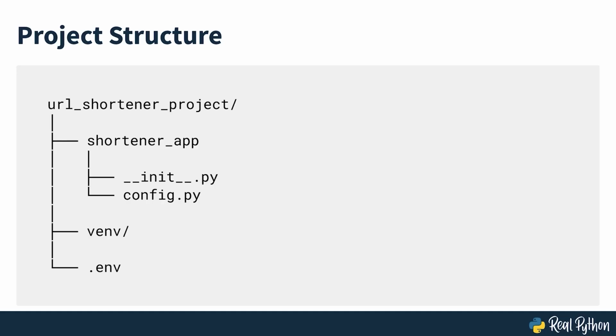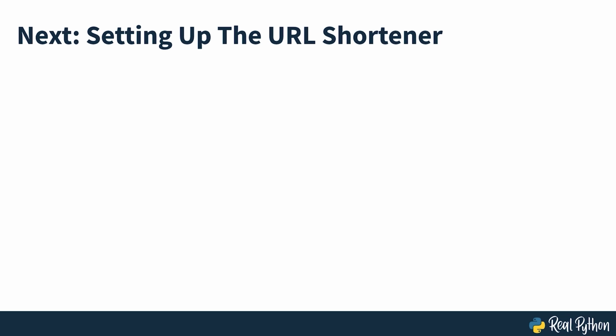With all of these previous instructions followed, the directory tree should look as seen on screen. The URL Shortener project directory contains the Shortener app folder. In that folder at the moment, there are two files, an empty dunder-init.py file and a config.py file. In the URL Shortener project folder, you'll also have your virtual environment and the .env file you created in the previous step. So now that everything's in place, in the next section of the course, you'll start setting up your URL Shortener.